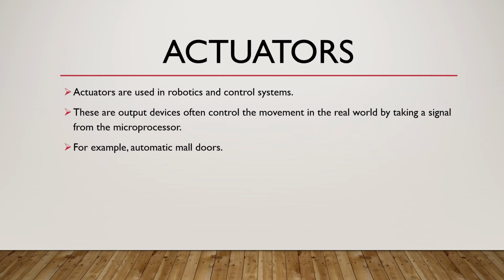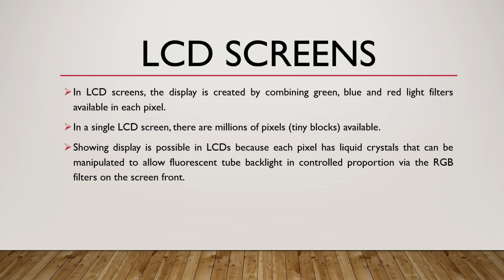Actuators. Actuators are used in robotics and control systems. These are output devices that often control movement in the real world by taking a signal from a microprocessor. For example, automatic motors. LCD screens. In an LCD screen, the display is created by combining green, blue, and red light filters available in each pixel. In a single LCD screen, there are millions of tiny pixel blocks. Showing displays is possible in LCDs because each pixel has liquid crystal that can be manipulated to allow the fluorescent tube backlight through in controlled proportion via the RGB filters on the front screen.